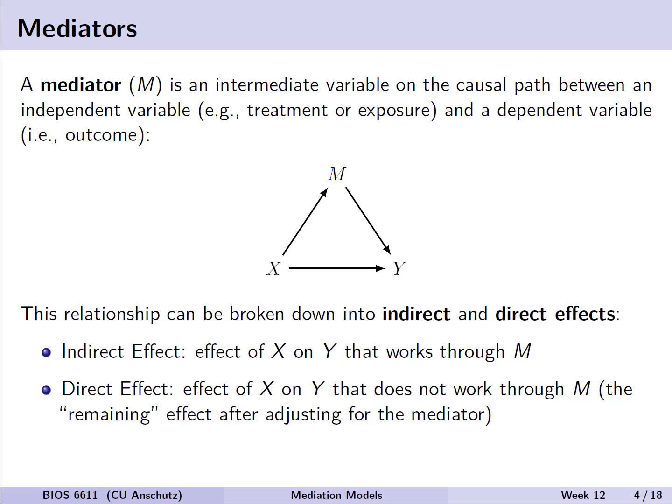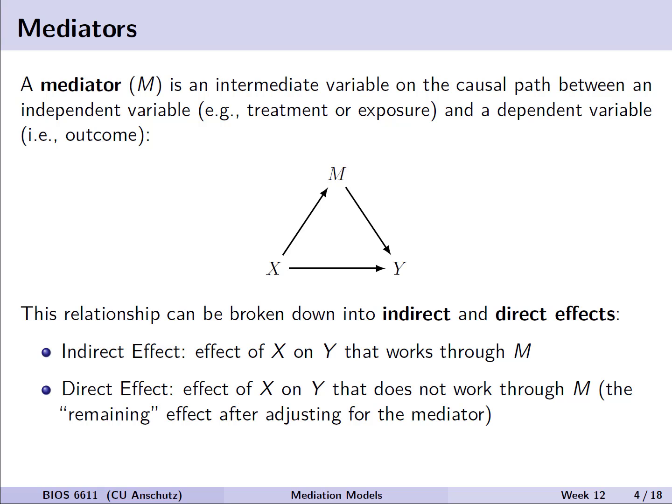What is mediation analysis? Well, it has to do with this idea of another role a variable in a regression model might play, which is a mediator. We previously discussed the idea of confounders and precision variables, and in this lecture, we're going to introduce the concept of a variable being a mediator, which we're going to designate by the letter M. This would be an intermediate variable on the causal path between an independent variable of interest, for example, treatment or some exposure, and our dependent variable or outcome.